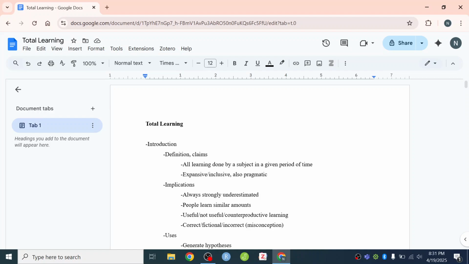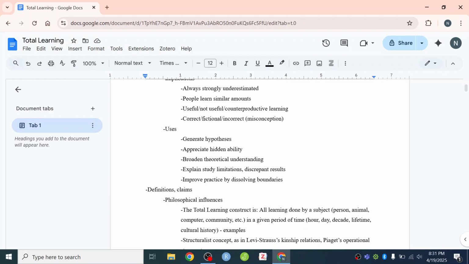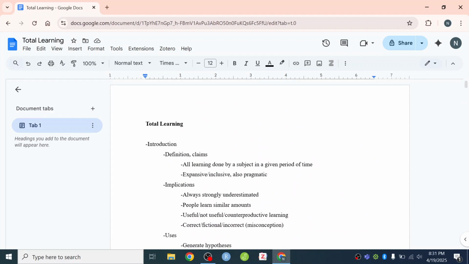What I have here to start off with is an outline. What is total learning? What is the total learning construct? That's what we'll be going over here. Again, this is just the outline right here. We'll get into all of these concepts more as we go down the document.